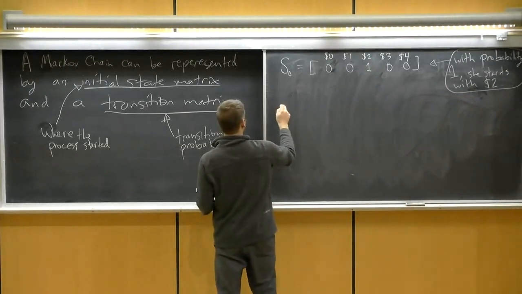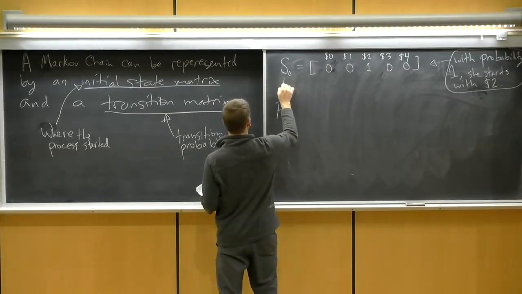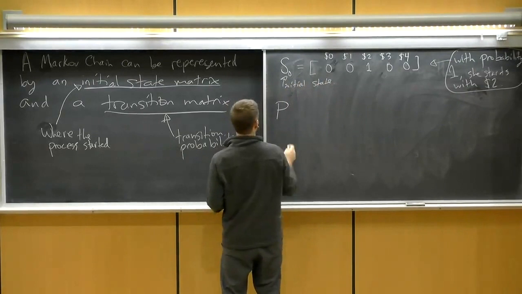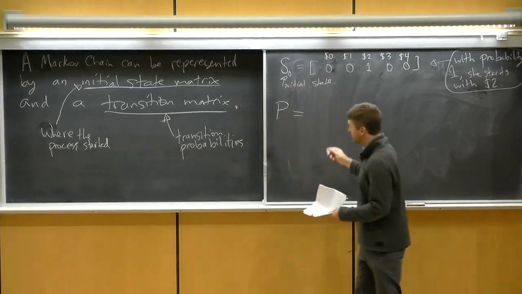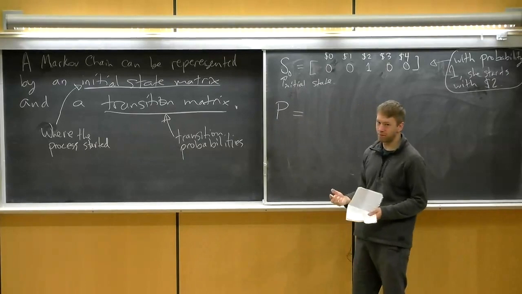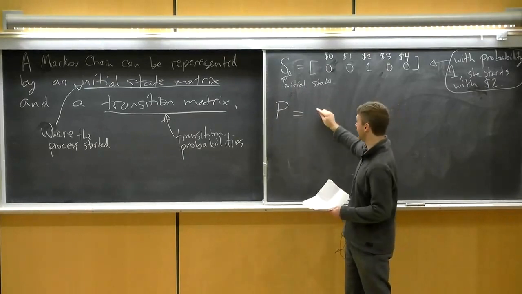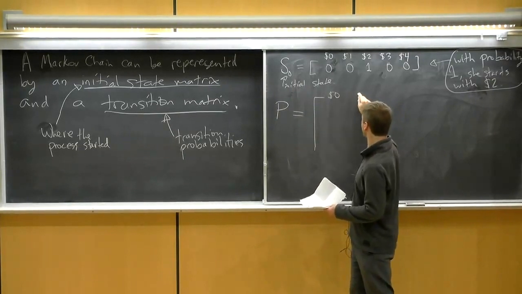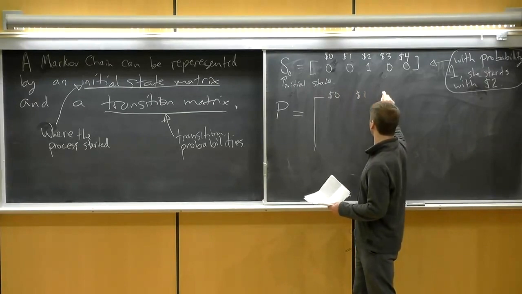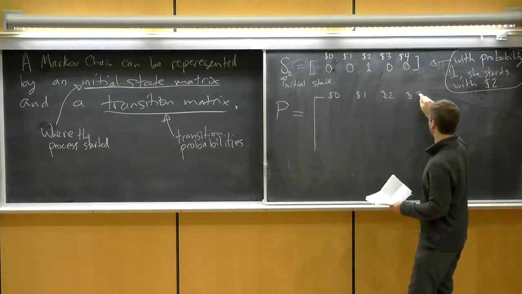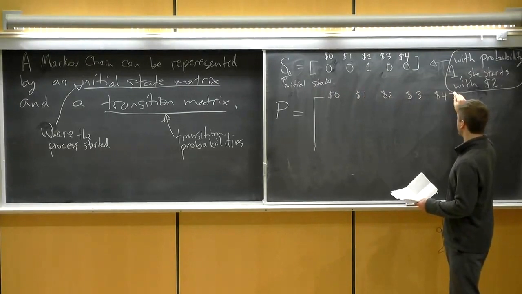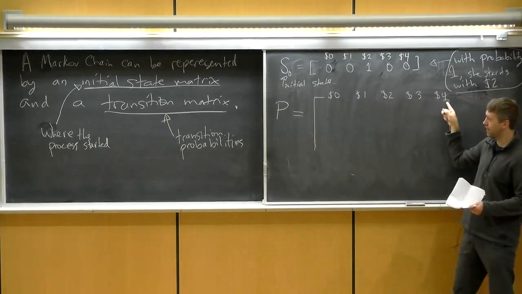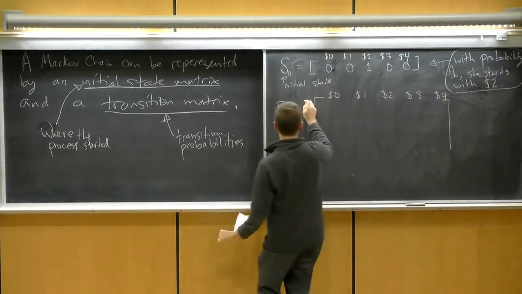Okay, and then my transition matrix. So this is the initial state matrix. The transition matrix we usually call P. The P stands for probabilities because it's a matrix of probabilities. This matrix is going to have a column for every possible state, and also a row for every possible state.